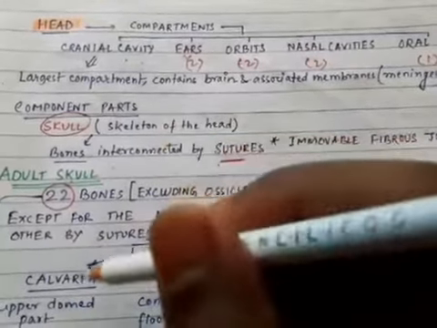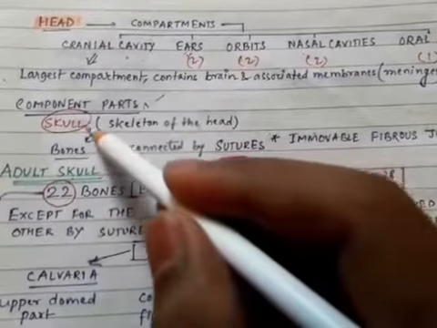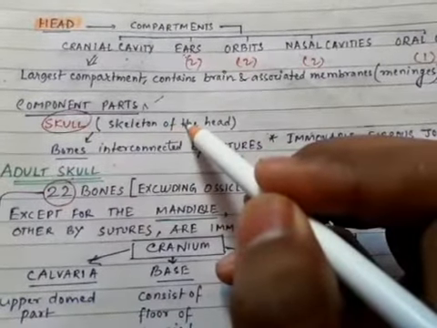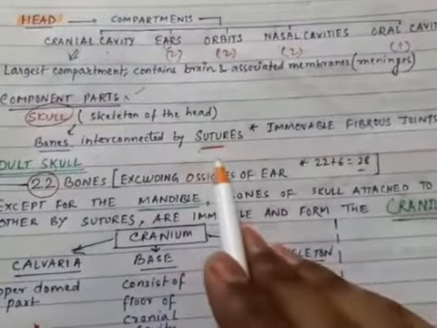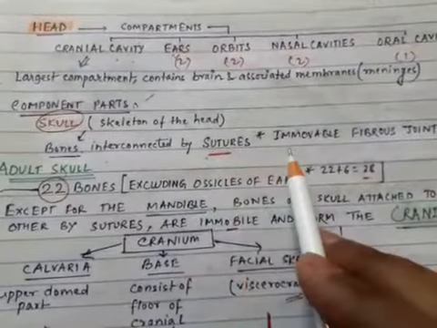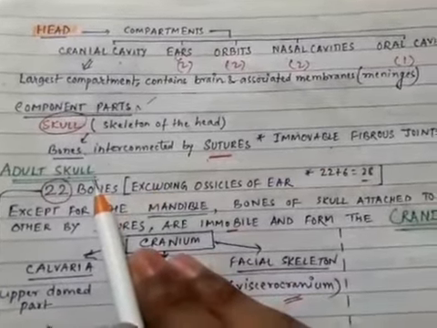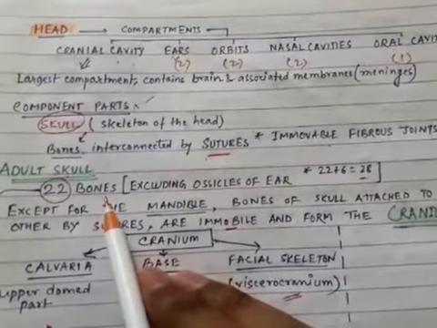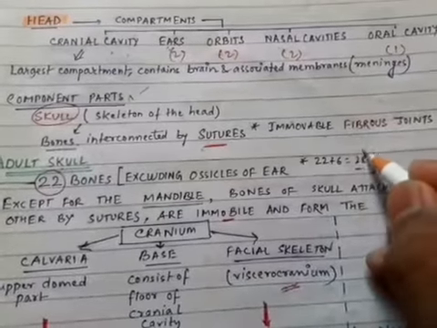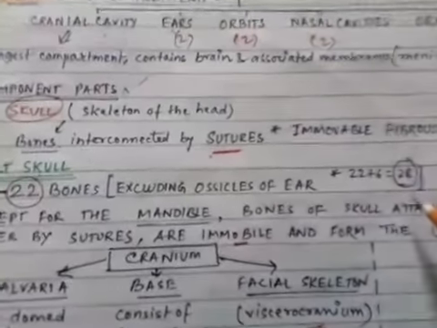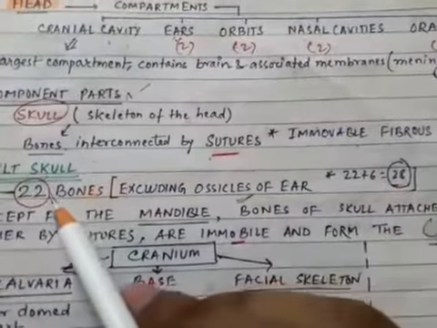Now we will discuss about the component parts. Skull, it is the skeleton of the head. It is formed by many bones that are interconnected by sutures. In case of adult skull, it consists of 22 bones. Remember, 22 bones. In many books it is written that it is composed of 28 bones, but if we are excluding the ossicles of the ear, then there are 22 bones.